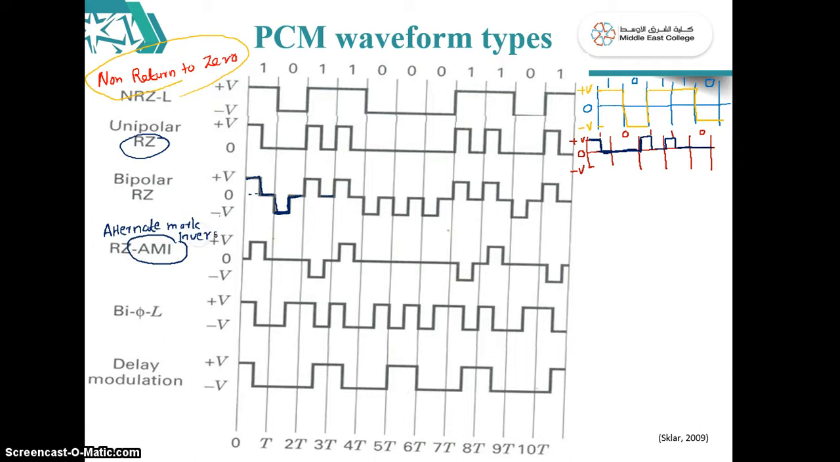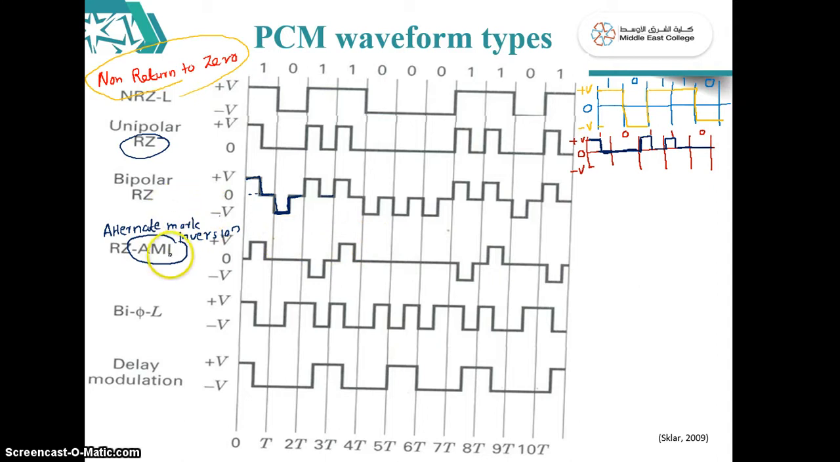Alternate mark inversion means a 1 is represented by plus voltage, and it is returned to 0. So it has to come back to 0 before the end of the time interval. And so 1s are represented by equal amplitude pulses of alternating polarity here.